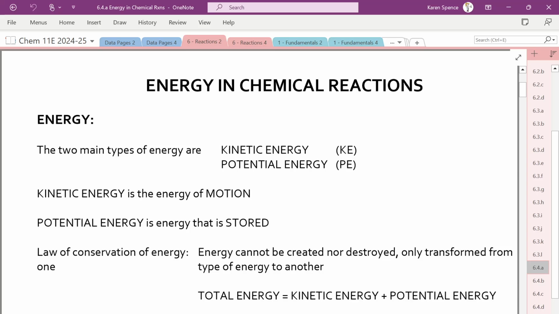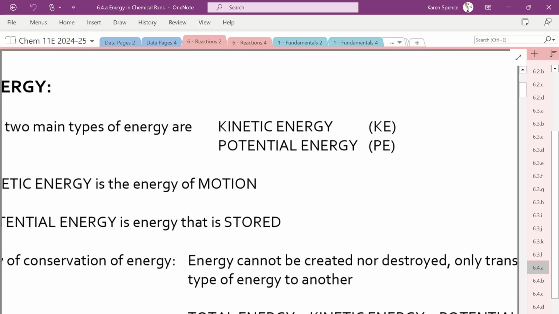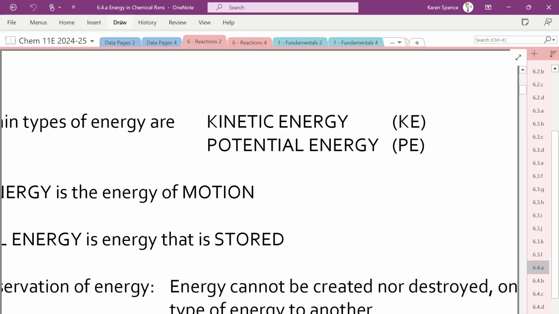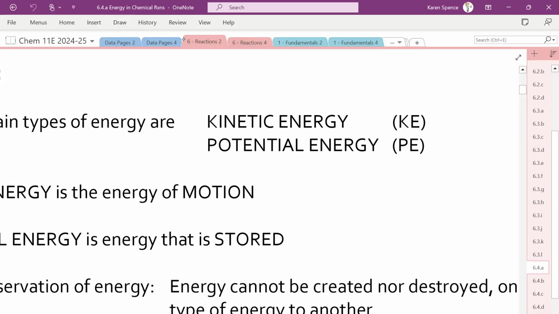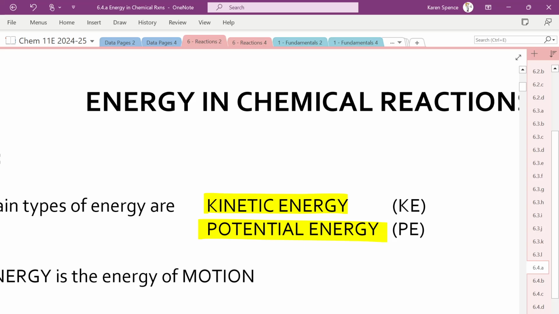So we're looking at energy in chemical reactions, and the two main types, which I hope you all know by this point in your lives, are kinetic and potential. Tell your partner what kinetic energy is and what potential energy is.